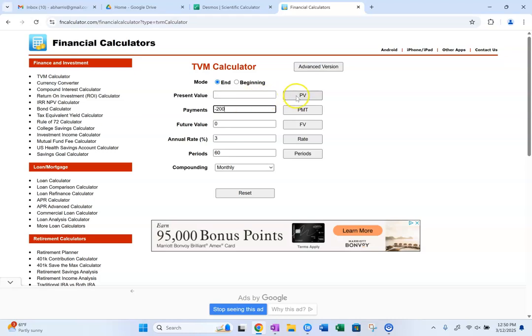So I'm going to click on this present value. So I will get $11,130 in loan money to buy a car. 11,130.47.